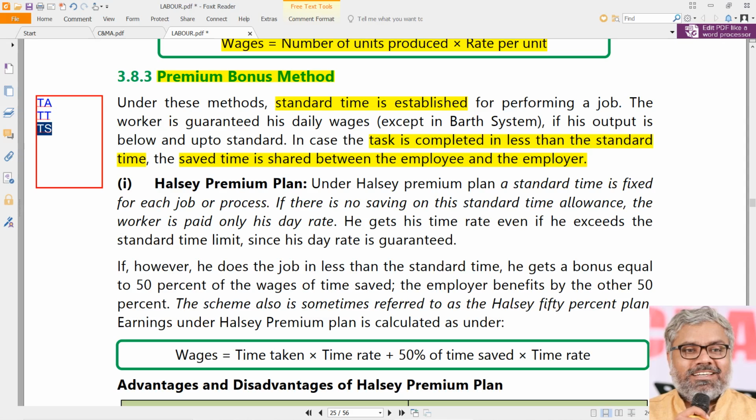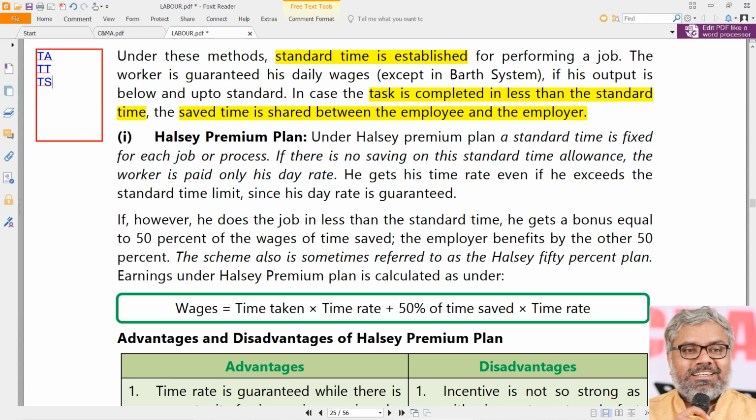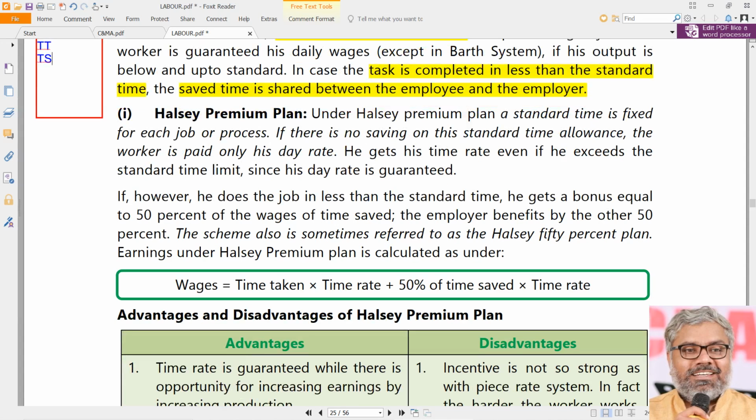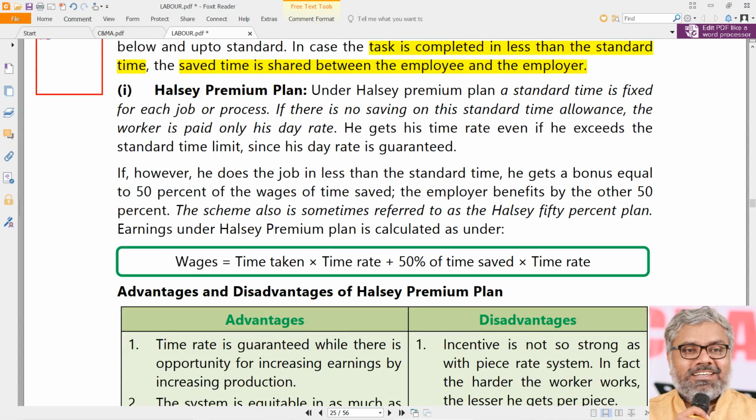So bonus, or premium, we can call it, will come only when there is time saved, and time saved will be there when the time taken is less than time allowed, naturally. That is what these premium bonus plans or methods use as the concept. One way we can say it is incentivizing the skilled workers: efficient laborers are given a little more money than what they could have got just by working for a few hours.